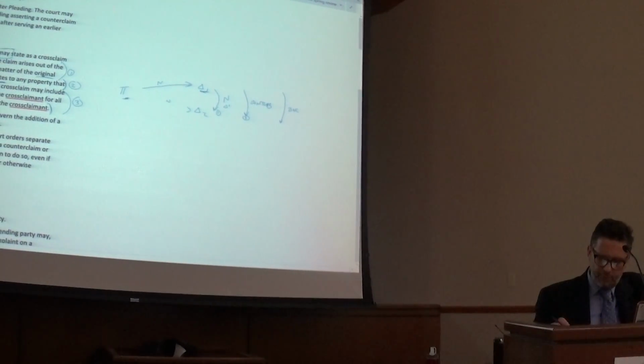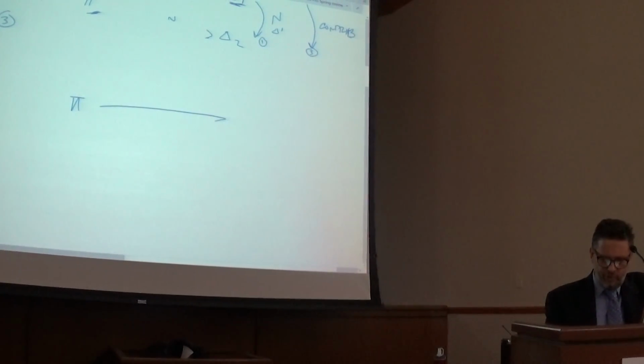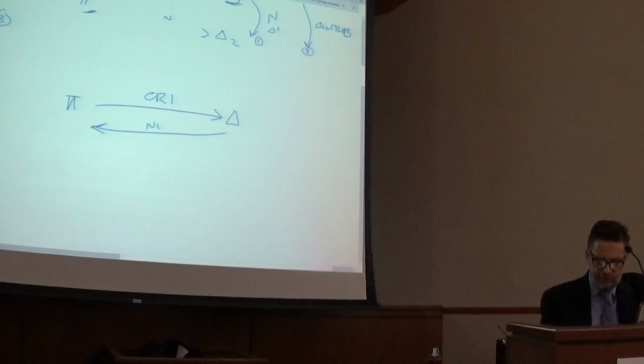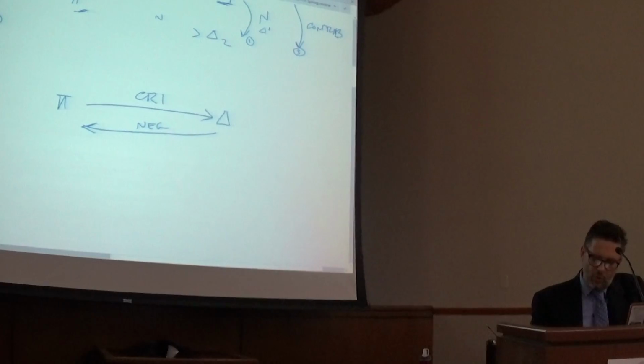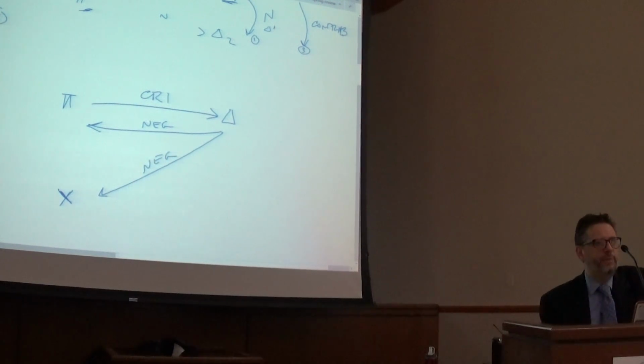We'll start off with a simpler fact pattern. Say you have P versus D, and P is suing D for copyright infringement, and D counterclaims for negligence arising from a car wreck. But guess what? It's a 3-car wreck. Can D bring in X in the counterclaim? Is that permitted?